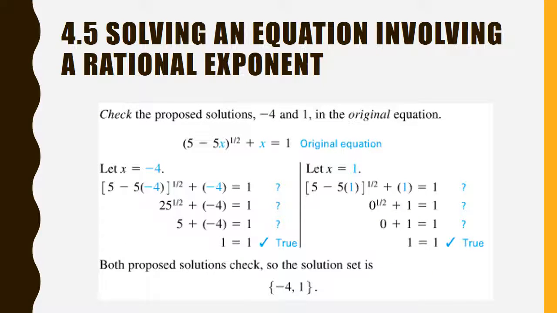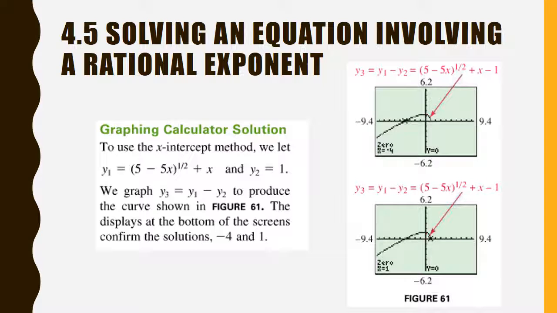Again, check both of these in the original equation and see if they work. When we check both of them, we find that both do work, which is great. So we actually have two answers for this problem: -4 and 1. Graphically, what we did here was subtract the two from each other and look for where it crossed the x-axis. Again, you could graph y1 and y2 and see where they intersect. Either way will work, and you can confirm that both answers do indeed work.